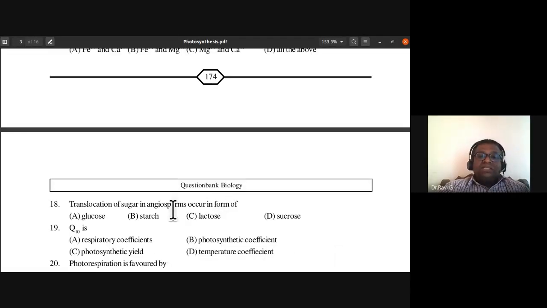18th: Translocation of sugar in angiosperms occurs in the form of what? So how is the sugar translocated in angiosperms? Translocation of sugar takes place as sucrose. In angiosperms, it occurs in the form of sucrose.